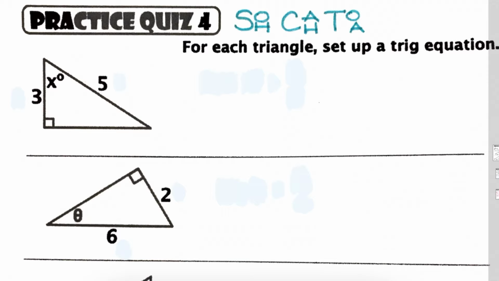Practice quiz 4. So I wrote SOHCAHTOA at the top of this. You have to be able to spell SOHCAHTOA.